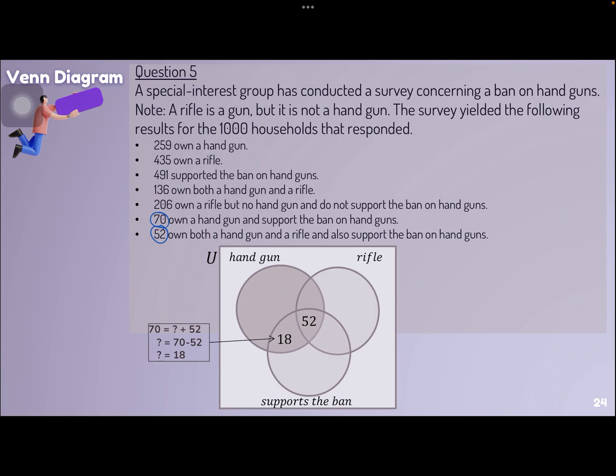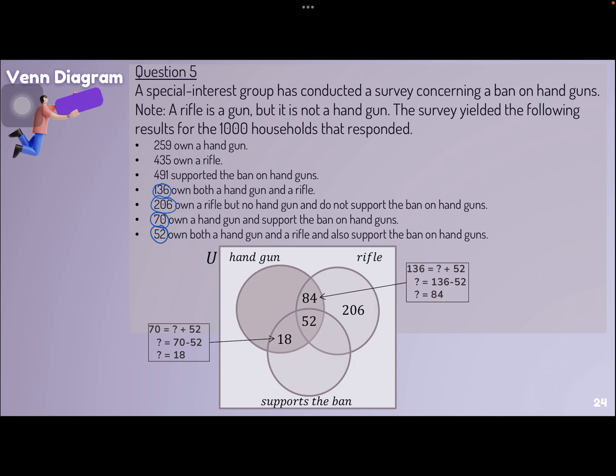Now let me follow with this value. 206 own a rifle but not a handgun and do not support the ban on handguns. So that is easy. That value goes here, it is only for a rifle. Now I'm going to take this 136 own both a handgun and a rifle. That is the intersection between these two sets. So I'm going to make this operation, and then the answer is 84. Here we go.